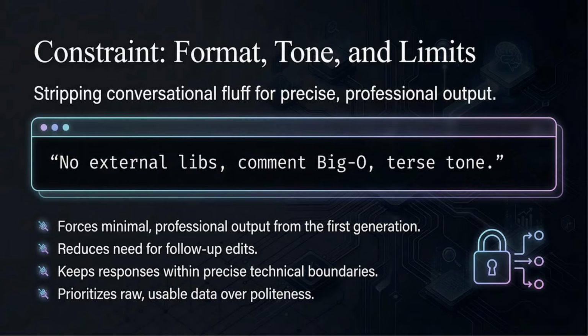It won't give you a sloppy Python script. It will look for optimization strategies. The constraint. This is the how. Do not use external libraries unless absolutely necessary. Comment every function with big O notation. Maintain a professional, terse, technical tone. This prevents the model from adding fluff. It strips away the conversational, "here is the code you asked for," chatter and gives you raw, usable output.